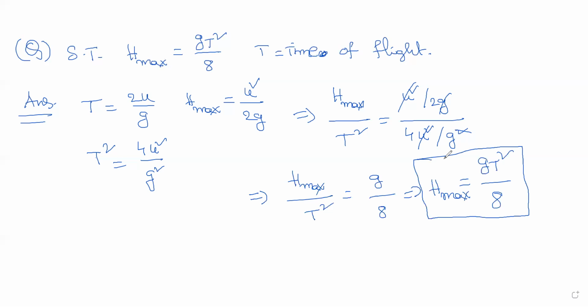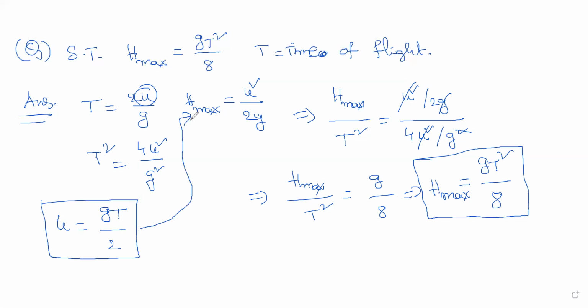This is one way, method 1. Method 2 is simple. You will write u as gt by 2. This you go and substitute here. This is the method 2.